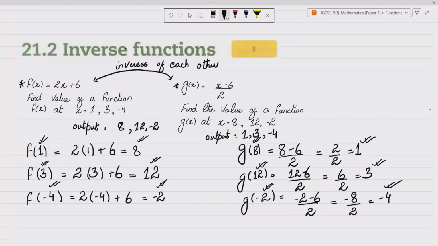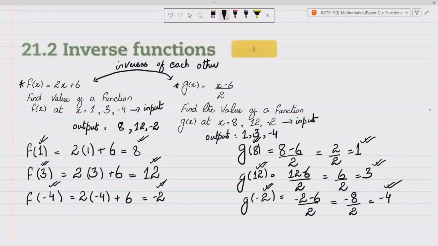So here this thing is input. But for what? For f of x, this is the input, and for g of x, the same thing is the output. And again, in g of x, this thing is the input, but the same thing is the output of f of x. So actually, the input and output are just switched. This thing, 1, 3, -4, is input for f of x but output for g of x. And the same thing, 8, 12, -2, is the input of g of x but the output of f of x.